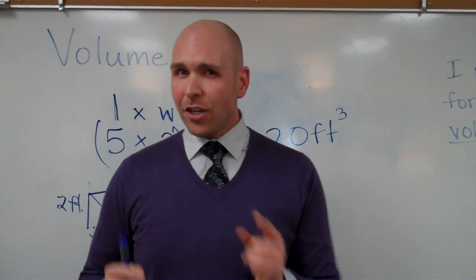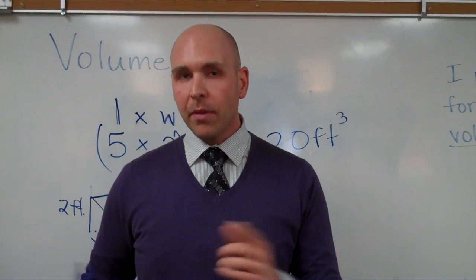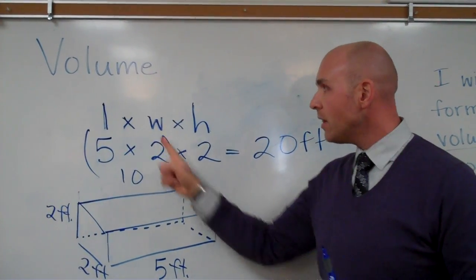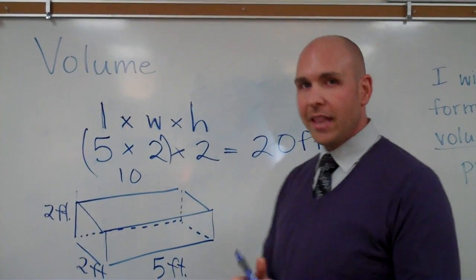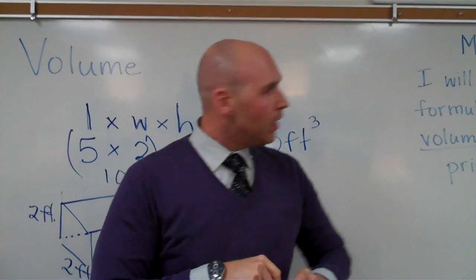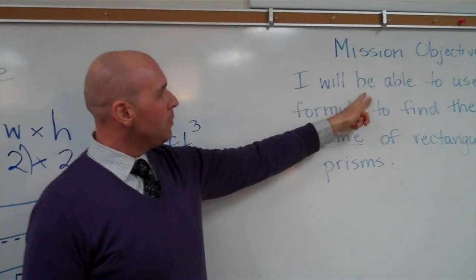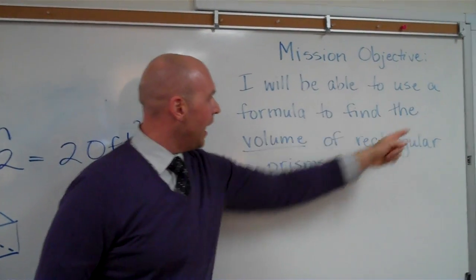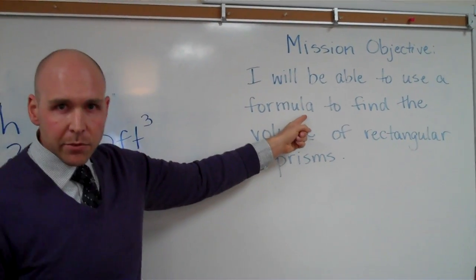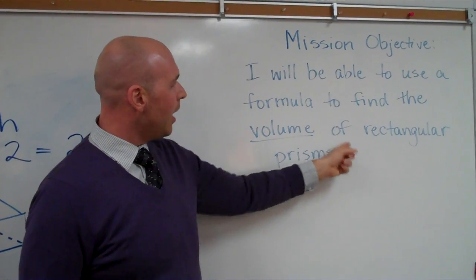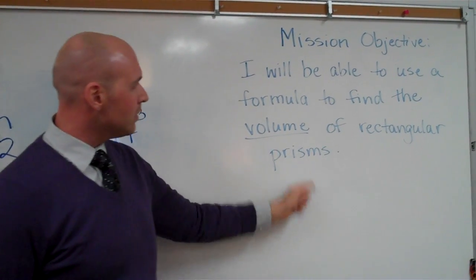If you didn't get it or you think you have to go over it again, make sure you go back. Just remember the formula is length times width times height. That is the key. Now, let's go over our mission objective one last time. I will be able to use a formula, length times width times height, to find the volume of rectangular prisms.